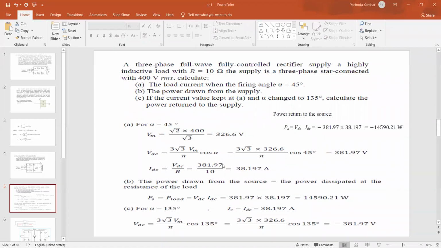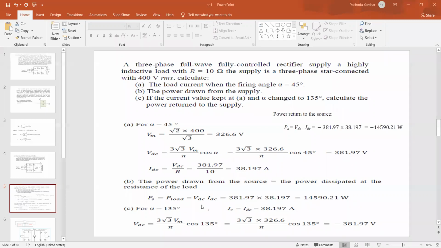So we say that when firing angle is minimum, maximum power is transferred from source to load, that is less than 90. So we are able to get the current IDC = VDC by R, 38.17. So what is the power drawn from the supply? Remember, in a power electronic circuit, the circuit will be in series connection. There will not be division of current anywhere. The same current flows from source to load. Therefore, power drawn from the supply is equal to power dissipated across the load.